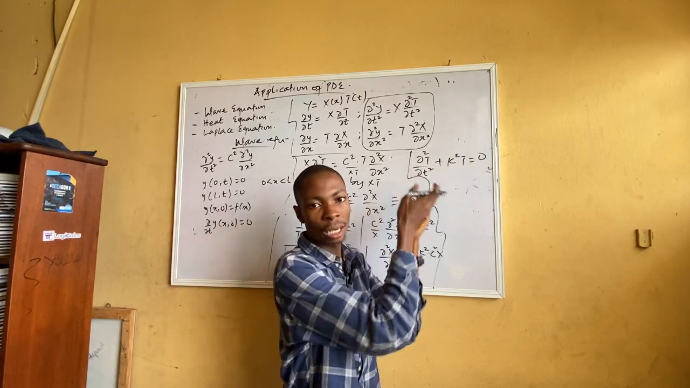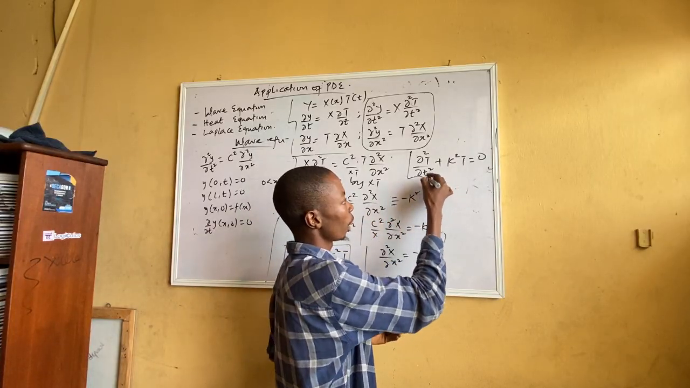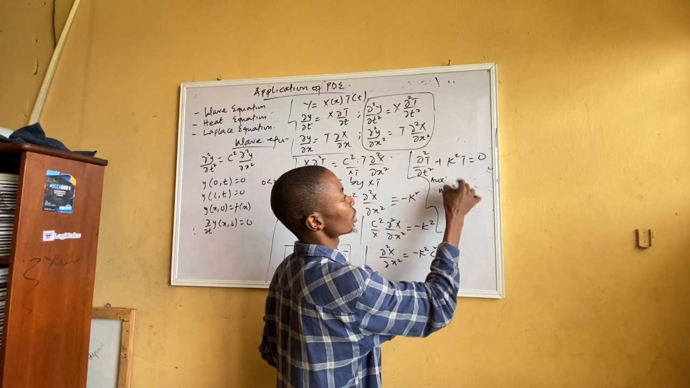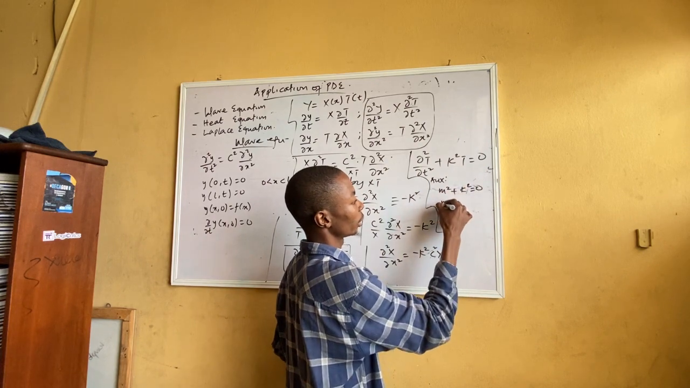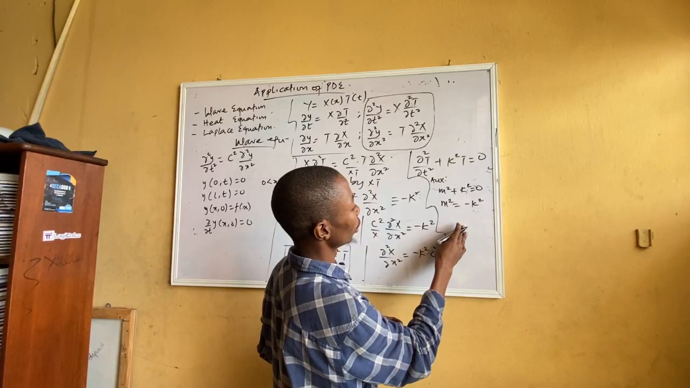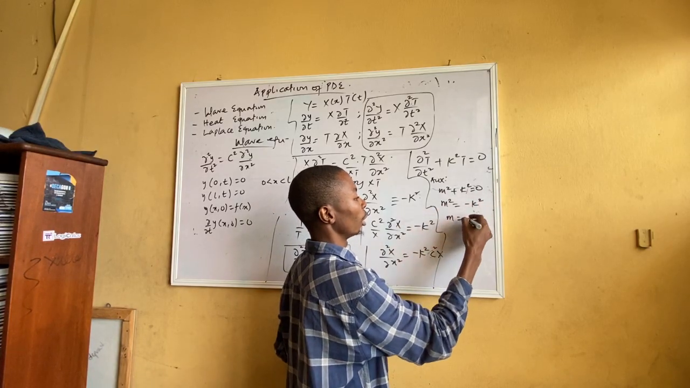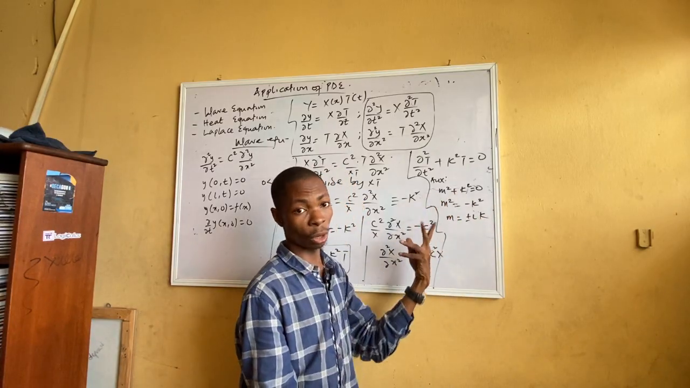This is what? This is a second order differential equation. How do we solve this? Find the auxiliary equation. What is the auxiliary equation here? The auxiliary equation will be m square plus k square, k square is the constant, equals to 0. If we bring this one to this side, it will be m square equals to minus k square. We are going to take the square root. So m equals to plus or minus ik, right? Because when you take the square root of a minus, it's a complex number.